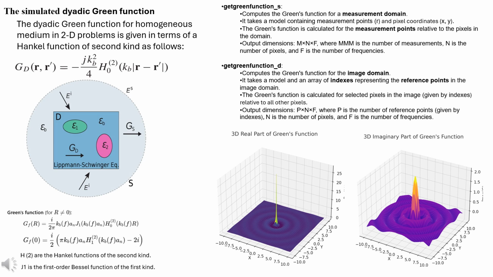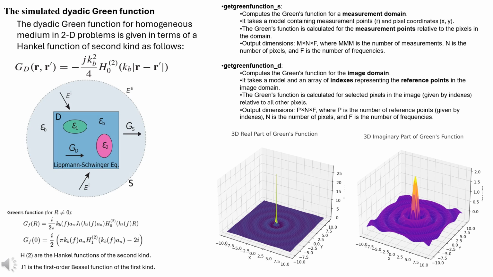In the second case, when r equals 0, i.e., when the source and observation points coincide. In this related equation, H1,2 is the first-order Hankel function of the second kind. This expression gives us the behavior of the Green's function at the source point itself, where the observation and source points are identical. Finally, at the bottom right of the slide, we have two 3D plots representing the real and imaginary parts of the Green's function.